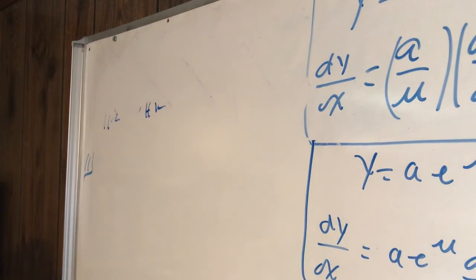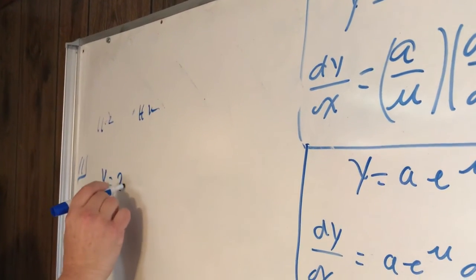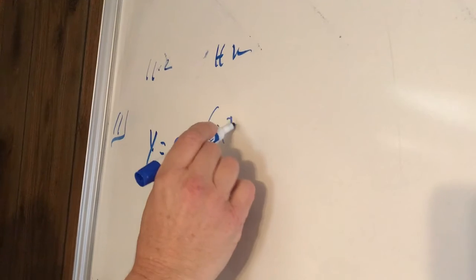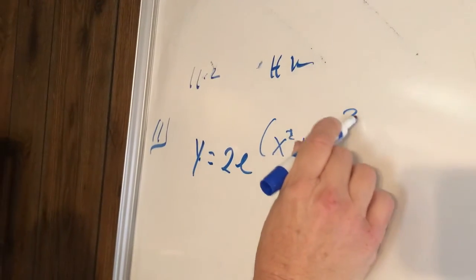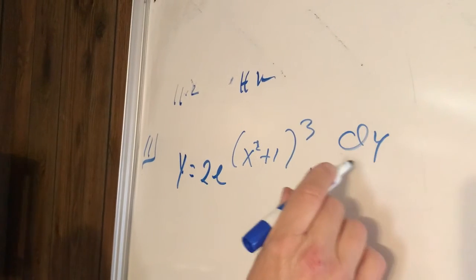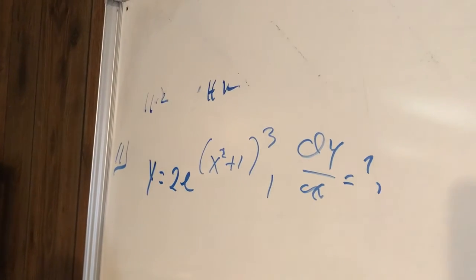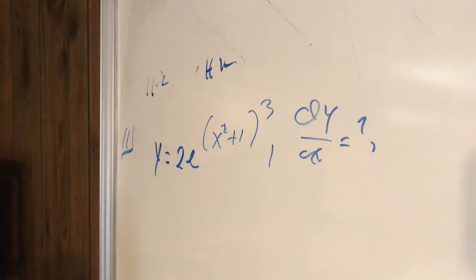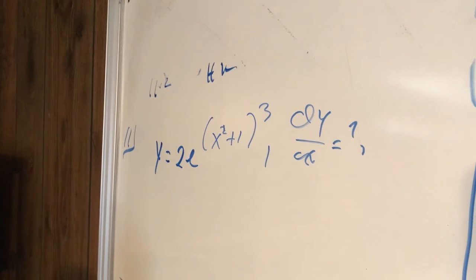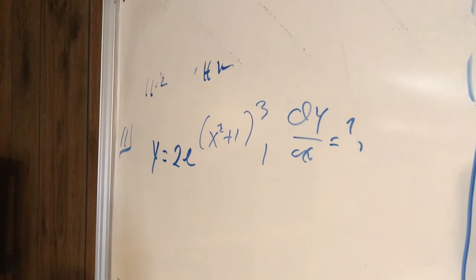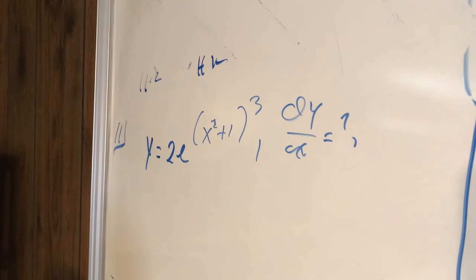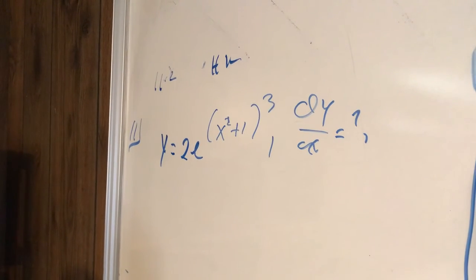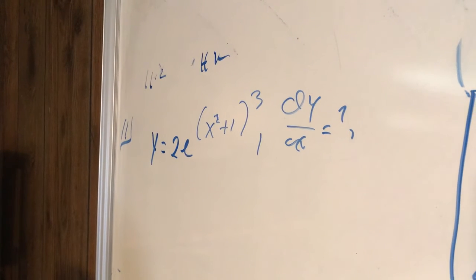And the problem is y equals 2 to the e, and it's raised to the x squared plus 1, which itself is raised to the third. And you want to find dy dx. Well, that looks like a really fairly complicated problem. Now, you really wouldn't use the product rule here. One way to do this is to introduce a whole bunch of different variables and make this a real problem.